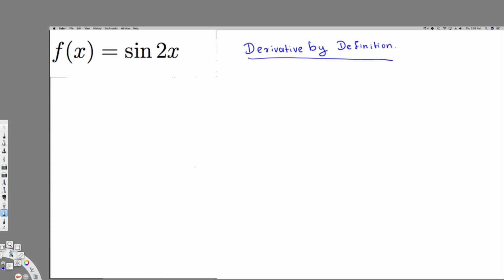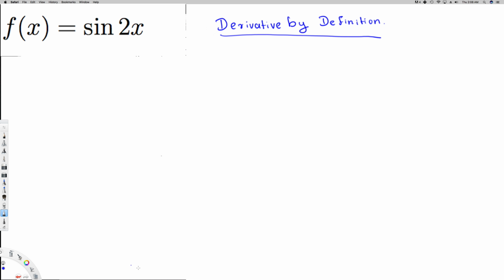Let's do this problem. It's asking to find the derivative using definition. So first of all, let's write the definition of derivative. It's going to be f prime x is equal to the limit as h approaches 0 of f of x plus h minus f of x over h.